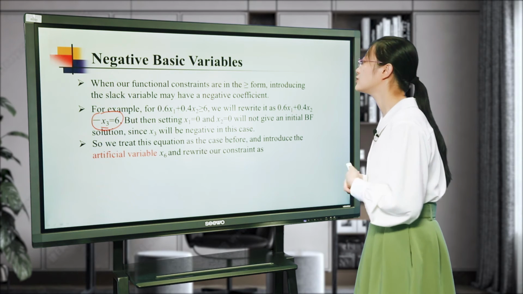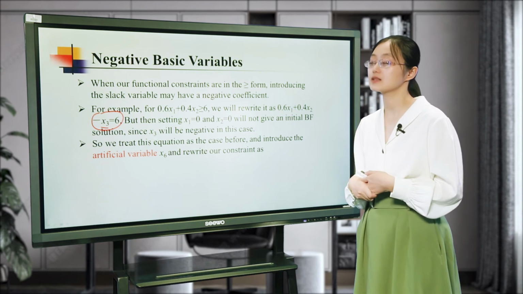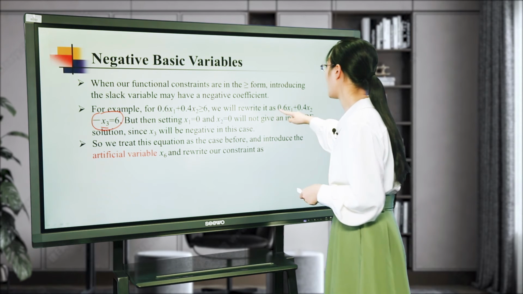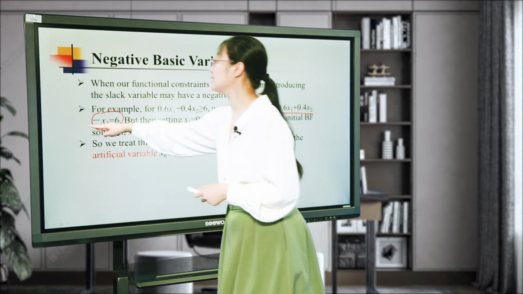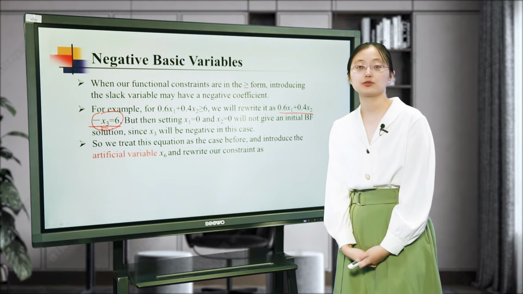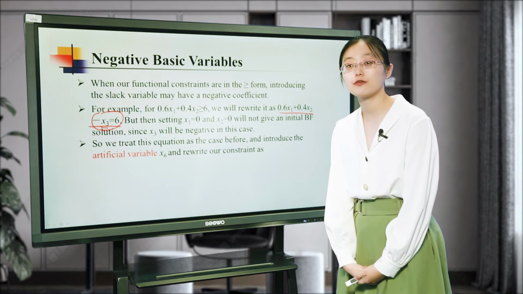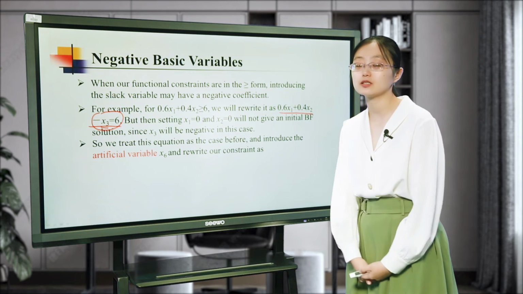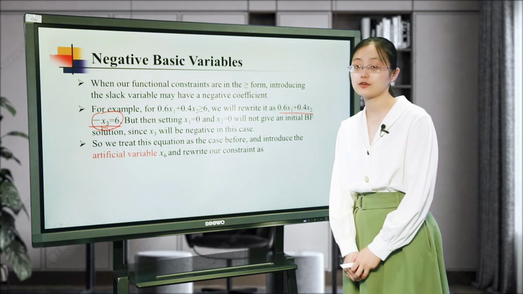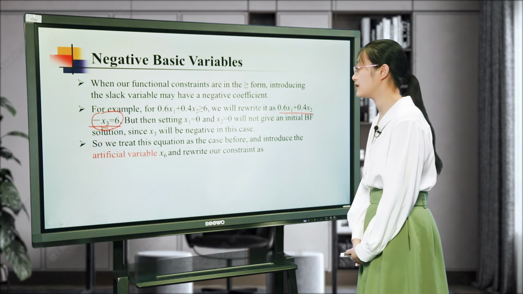The idea to solve such problems is similar to before. After we introduce the slack variables, we have an equation. And in the past, we said that to deal with equations, all we need to do is to introduce an artificial variable and give a penalty to our objective function for having that artificial variable. So we do the same thing here.